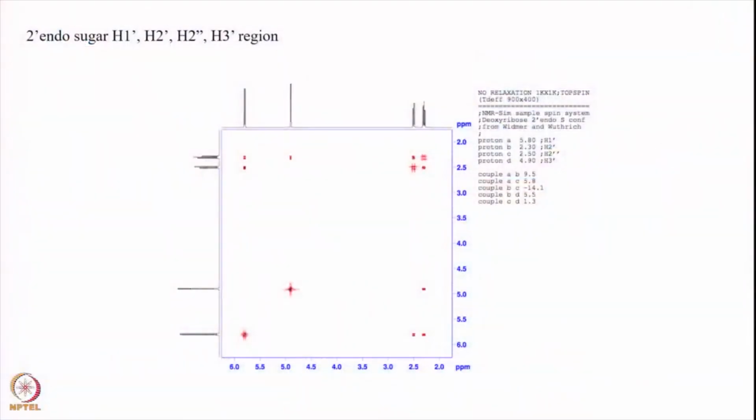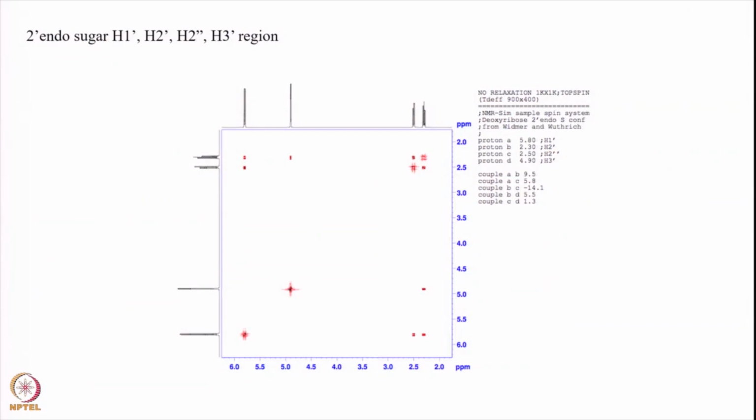You can calculate the fine structures for the individual sugar geometries. Okay. So when we do that, this is an experimental spectrum of the C2 prime endo sugar geometry, which is shown here. Okay. Now what do you have here?